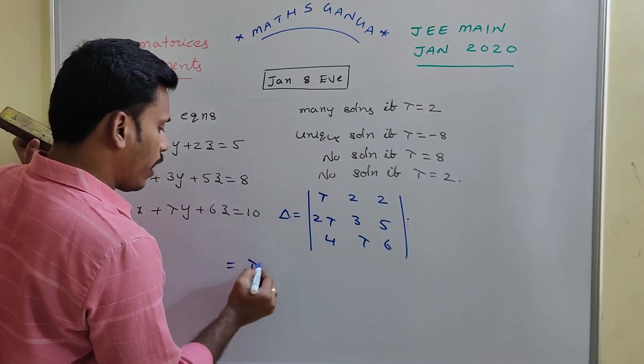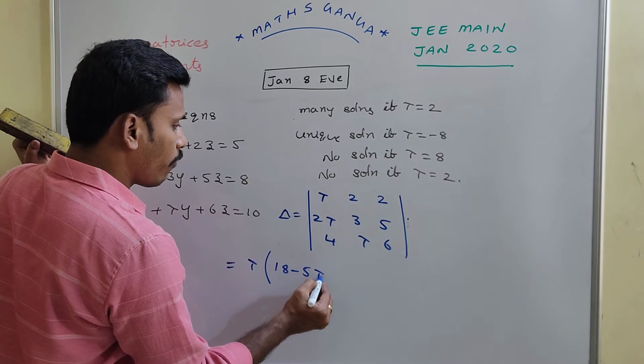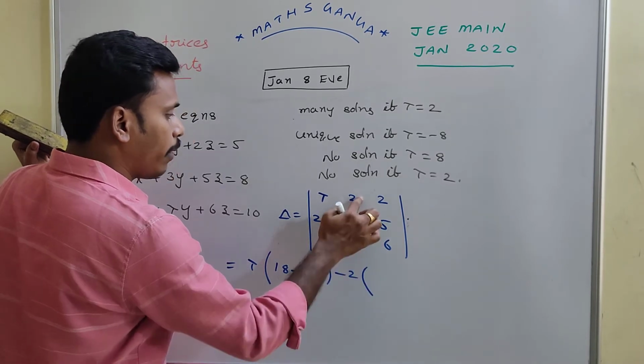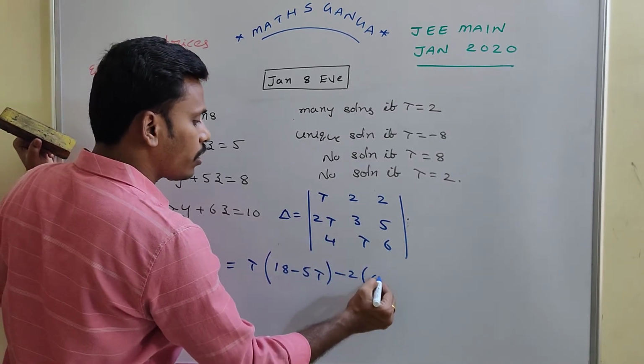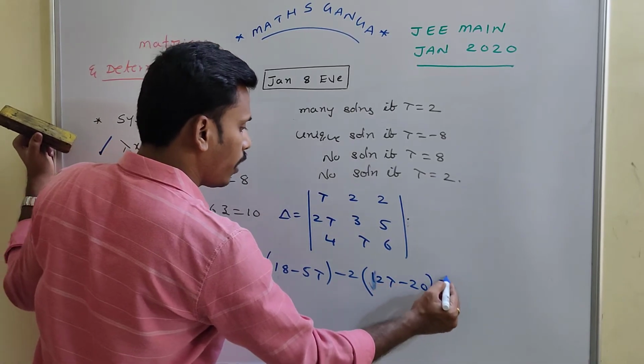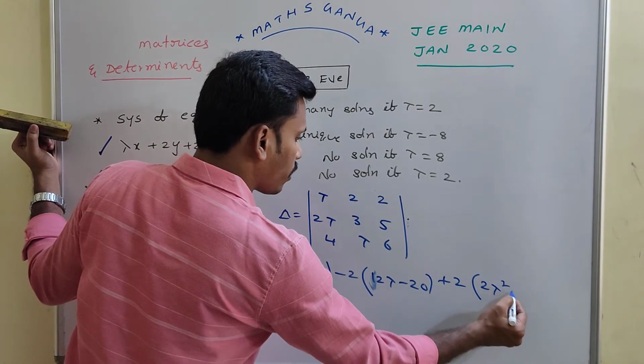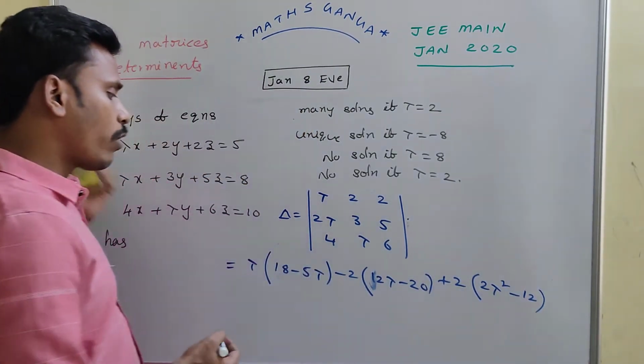This is equal to lambda times (6 times 3 is 18) minus 5 lambda, minus 2 times (2 lambda into 6, which is 12 lambda minus 20), plus 2 into the determinant of this. Okay, 2 lambda square minus 12. Just try to simplify.